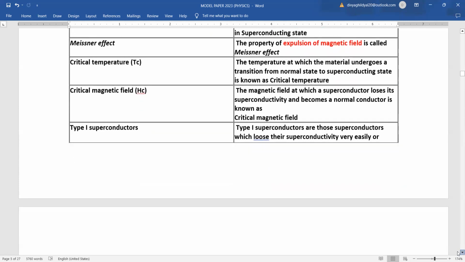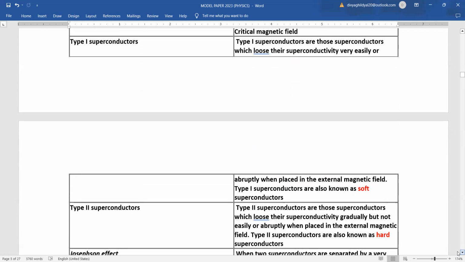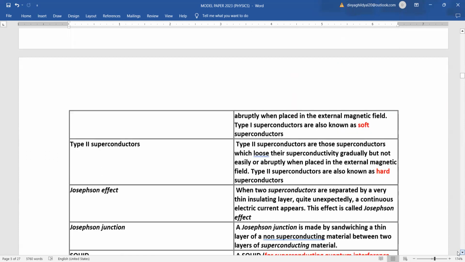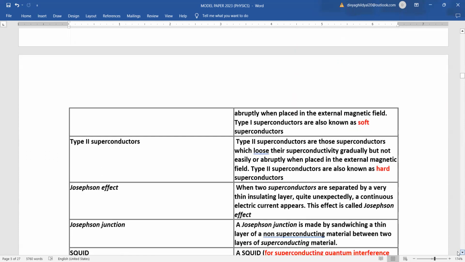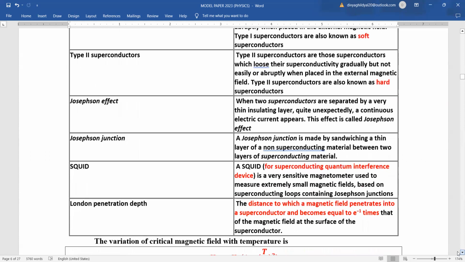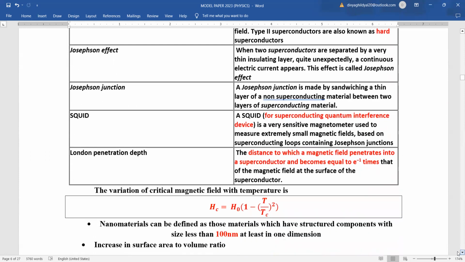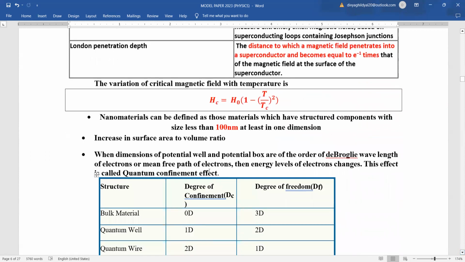Type 1 superconductors are soft. They follow complete Meissner effect, whereas type 2 are hard and follow incomplete Meissner effect. Then Josephson effect is when two superconductors are separated by a thin insulating layer, then you can expect a continuous current to flow through it. This formula, variation of critical magnetic field with temperature, you can get a numerical from here. So Hc, that is critical magnetic field, is equal to H naught, magnetic field at 0 Kelvin, into 1 minus (T upon Tc) square. Numericals can come from here.